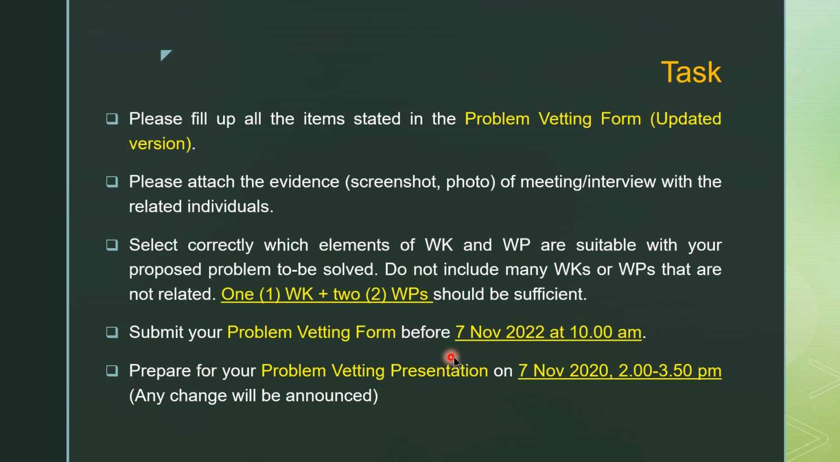So submit the probability form. I will give the Google form later, before 7 November 10 a.m. This is not next week, but in two weeks, next to next Monday. Then prepare for your probability presentation. No slides needed; you just present the Word format that I gave you. So this is the original plan: 7 November 2022, from 2 to 3:50 p.m., at the same time as our IEDP timetable, so we try not to touch other class times.